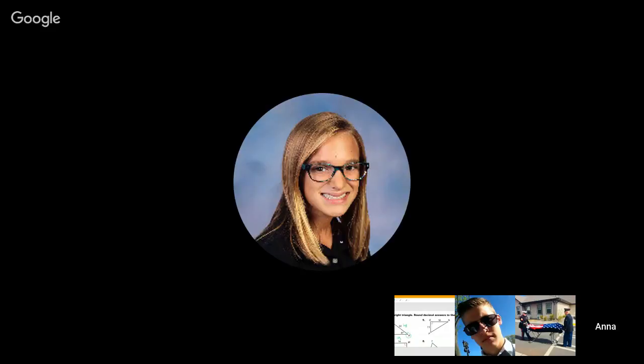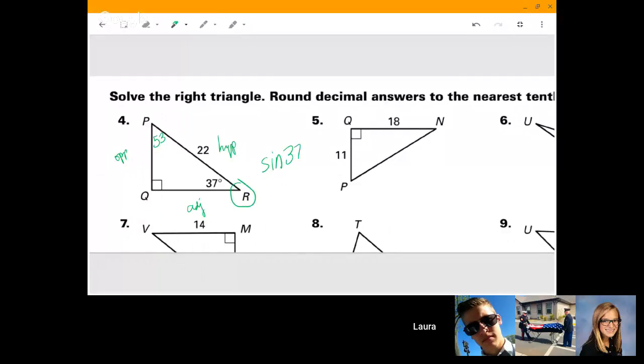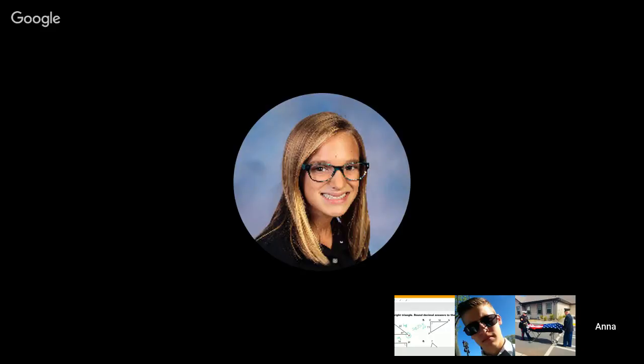So how would you go about it? I would do sine 37 equals x over 22. Yes. To find either one, right? Because sine is opposite over hypotenuse. So that would be making this x. Okay. All right. And then, I forgot to grab my calculator, but that's all right. What would you do to solve that? You would multiply by 22, like sine 37 by 22.